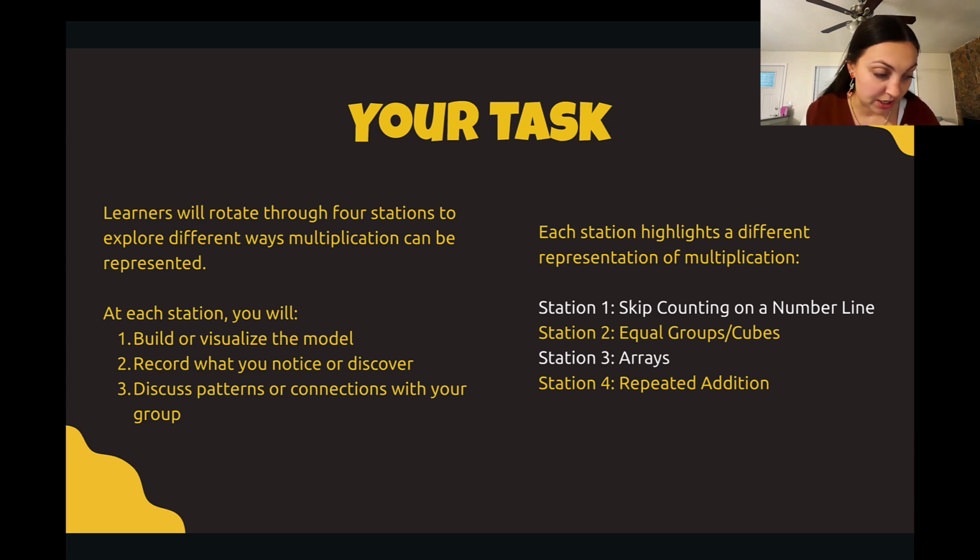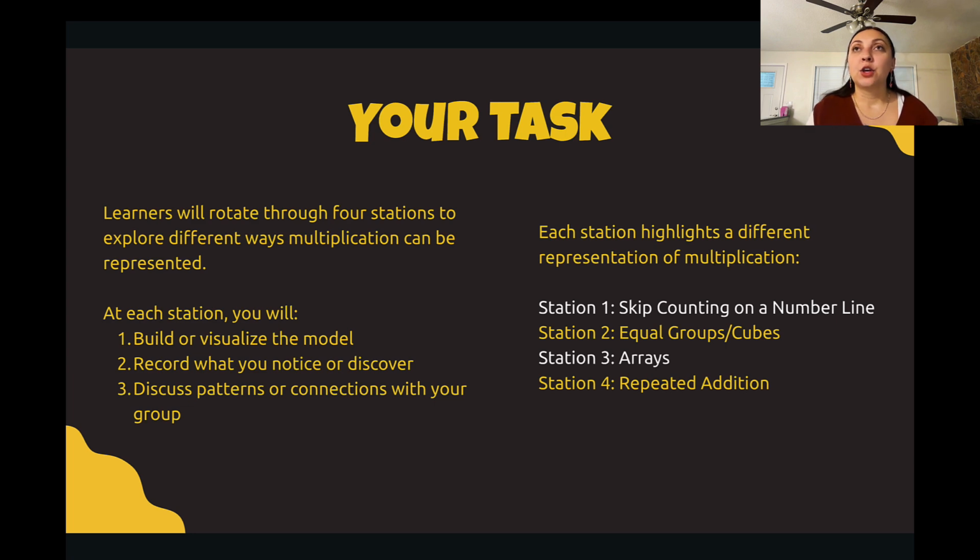So at station 1, you will be using skip counting on a number line to show the multiplication. At station number 2, you will be using manipulatives and equal groups to build the multiplication problems. At station 3, you will be showing me using an array. And then at station 4, you will be using repeated addition.